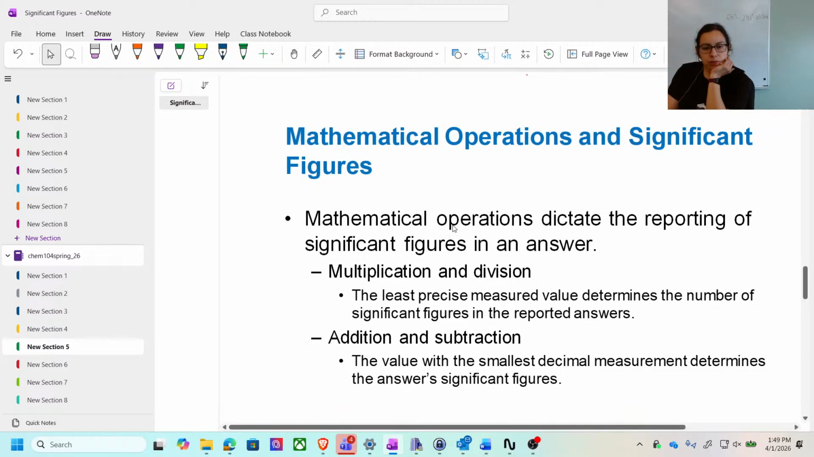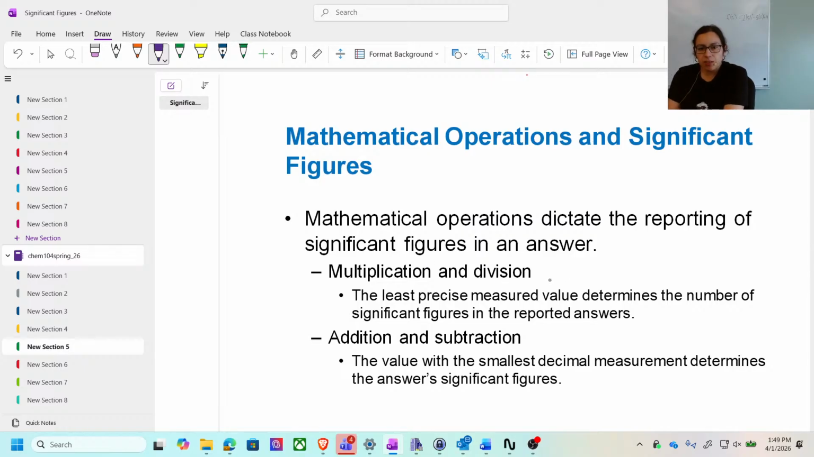So for doing the math and where it matters, multiplication and division are easier, I think, because the rule is the least precise measured value determines the number of sig figs. So whatever your lowest sig fig is, that's the answer. When you're doing your calculations from lab, if you have a volume difference that only has 2 sig figs, that's all you can report your density to, for example.